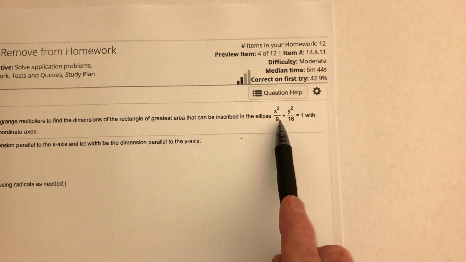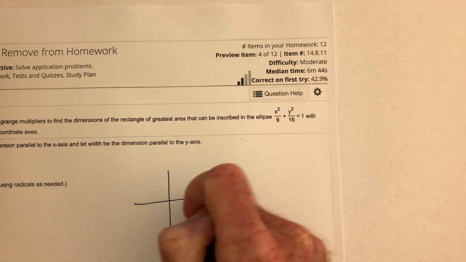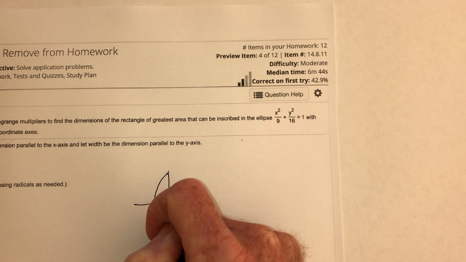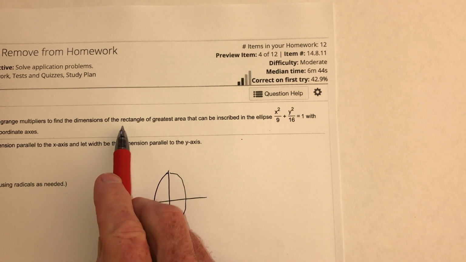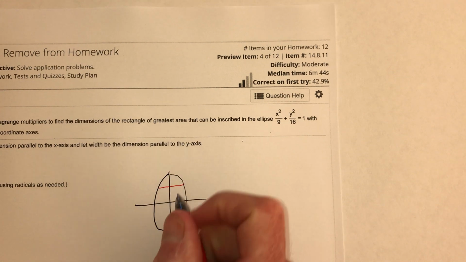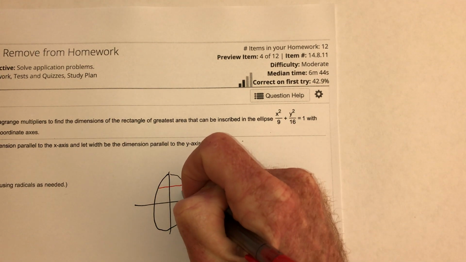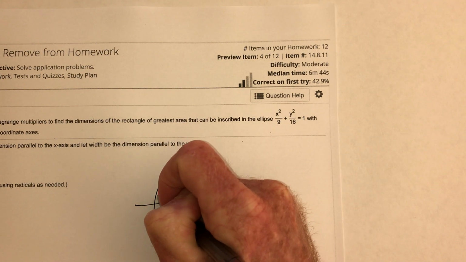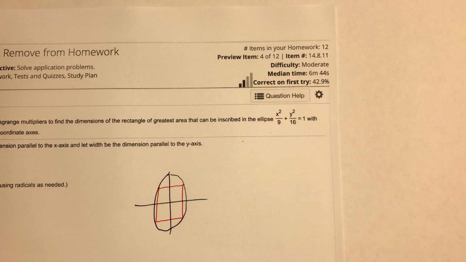So I'm sure they're going to change the numbers here, but you've got an ellipse. That ellipse would look something like this. I don't really need an accurate picture right now. Just the idea. And then a rectangle is inside of it. And then they said parallel to the x-axis and parallel to the y-axis. So that's going to be this lovely little rectangle right here.